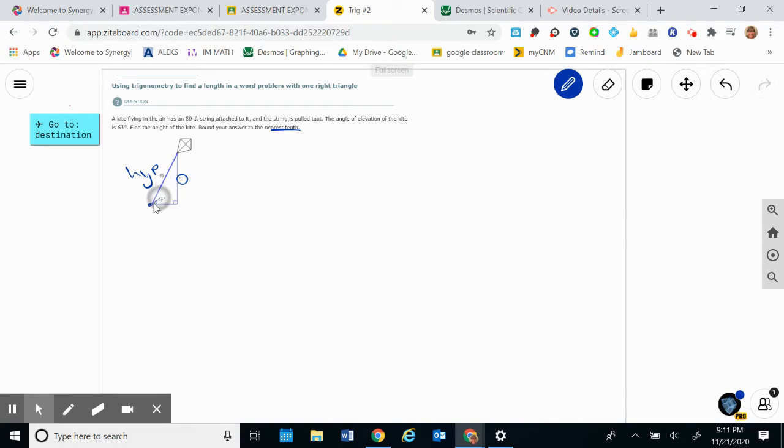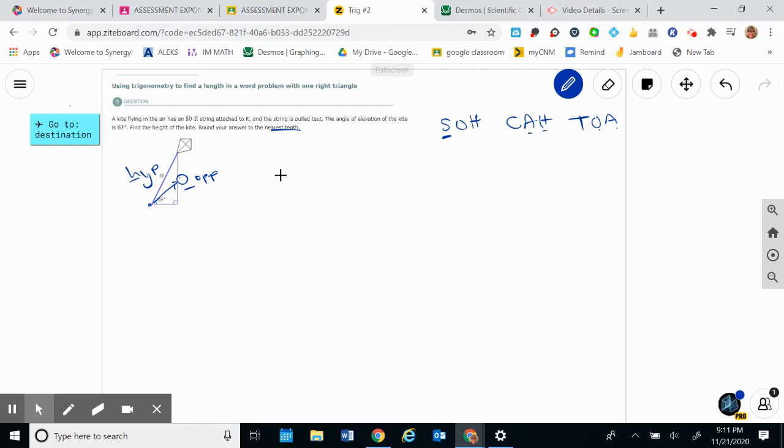This is the strategy. Identify your sides that are involved in the story. This one is called the opposite. That one's the hypotenuse. Okay, always go back to SOHCAHTOA. Sine is the opposite over hypotenuse. Cosine is adjacent over hypotenuse. And tangent is opposite over adjacent. This is just a little way to remember it. Sine is opposite over hypotenuse. That's what we have. We have opposite and the hypotenuse.